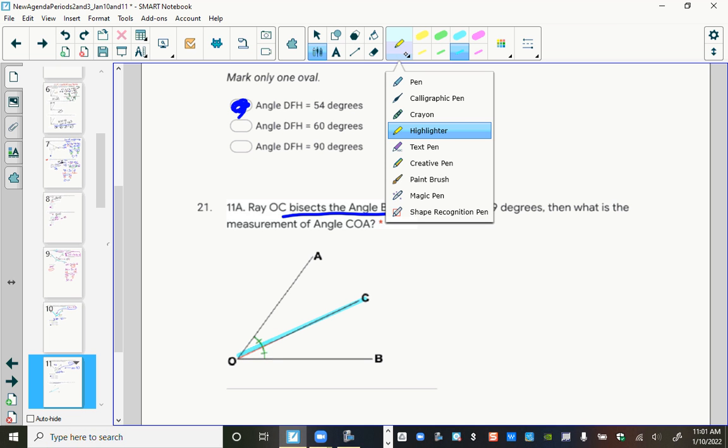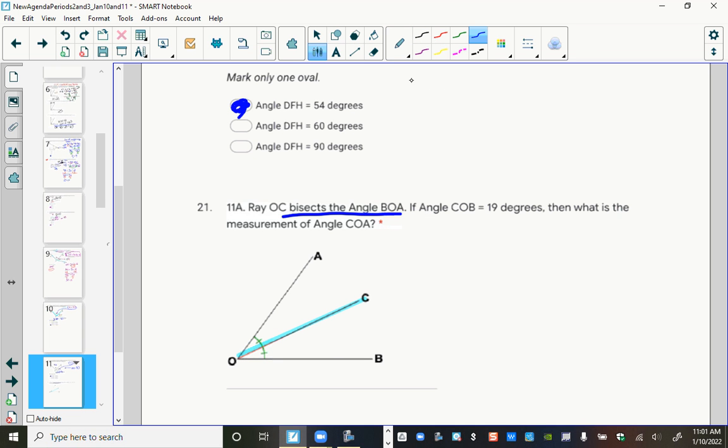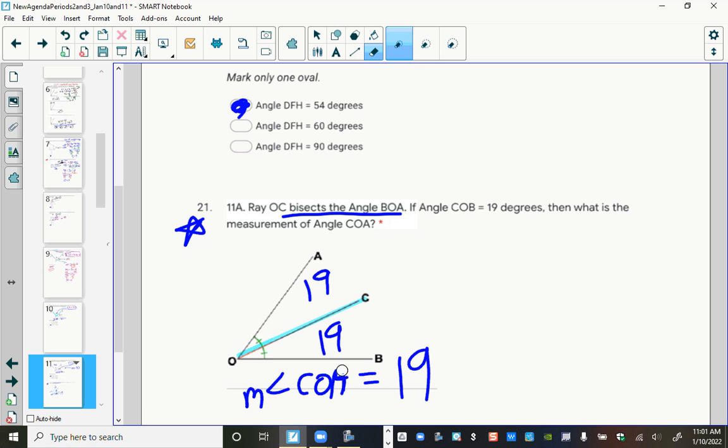So we said right here, wouldn't it be 19 on both sides? Yup, this guy's a 19, this guy's a 19. So angle COA, the measurement of angle COA is also 19. So bisector, think about the mirror, mirror on the wall. Is that COA? Yeah, COA. My A looked a little beat up there. Let's fix that.